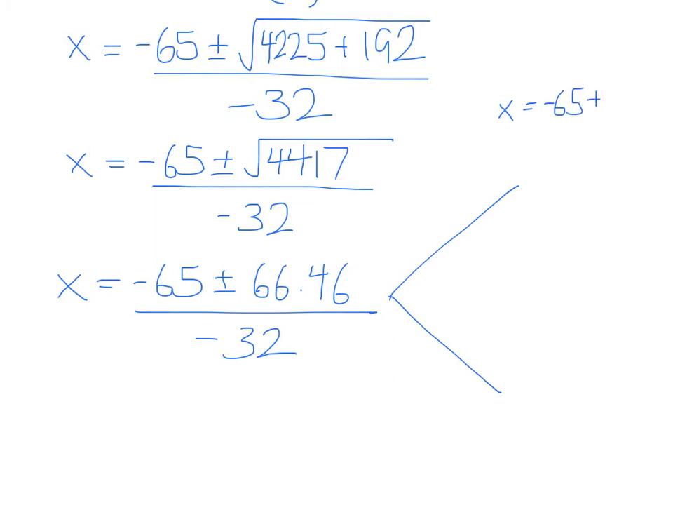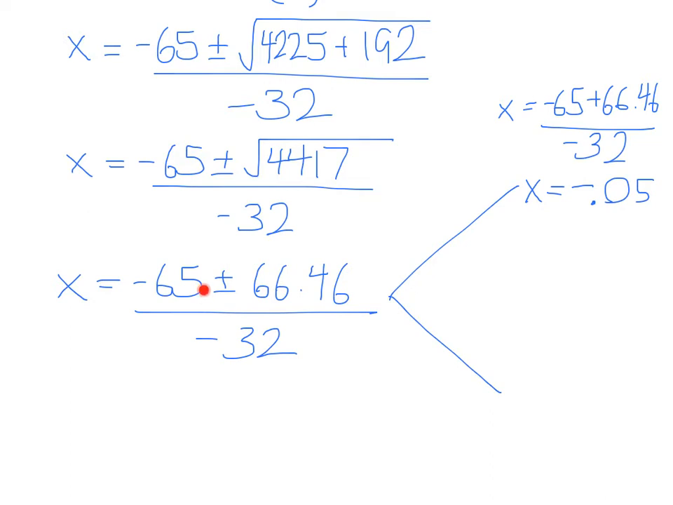Let's start with adding 66.46 to that negative 65 and divide it by negative 32 still. You get x is equal to negative 0.05, negative 0.05. Okay, so that's what happens when we add 66.46.